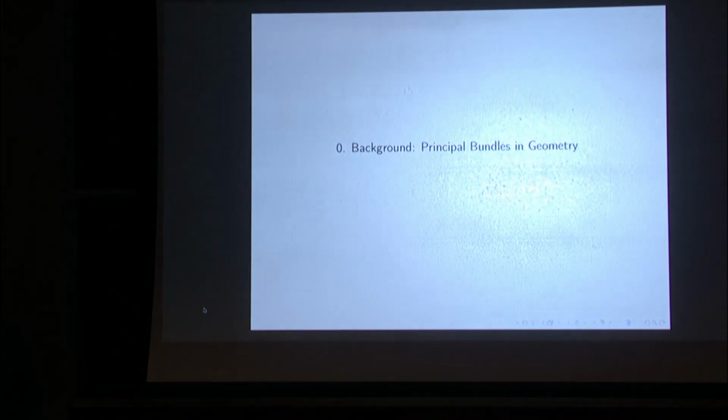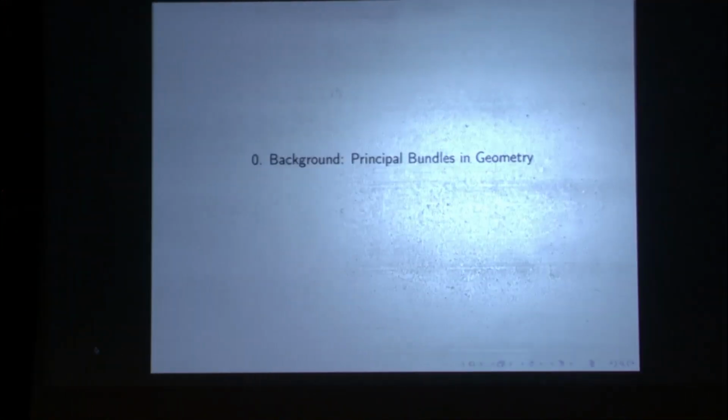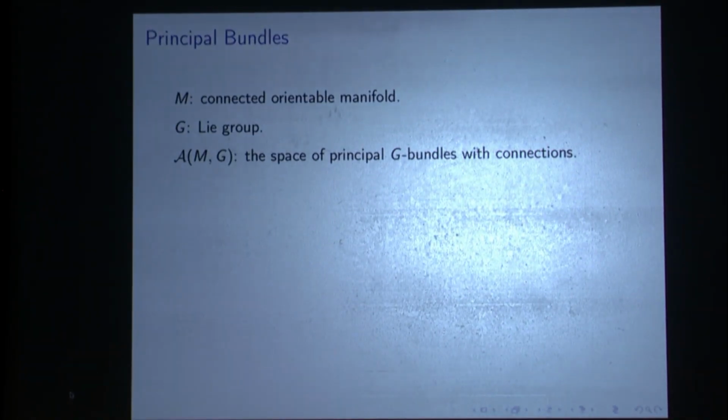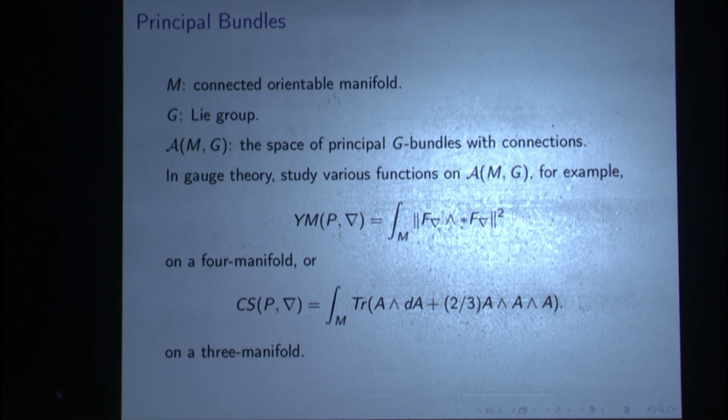Anyways, let me start out with a very brief remark on what you know very well, which is the use of principal bundles in geometry in many ways, or the occurrence of principal bundles. So typically, you might start with a connected orientable manifold and some Lie group. Of course, for many reasons, we're interested in the space of principal G-bundles with connections on them. In gauge theory, of course, you study functions defined on the space of connections. It might be the Yang-Mills function in 4 dimensions, the Chern-Simons function on a 3-manifold, or you might decorate it with many other fields and so on.